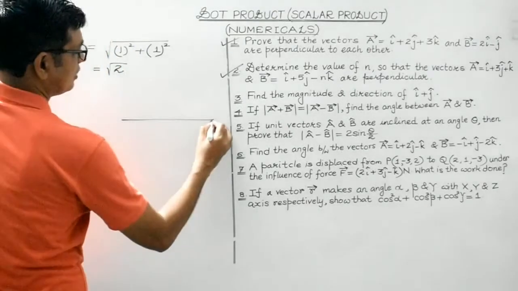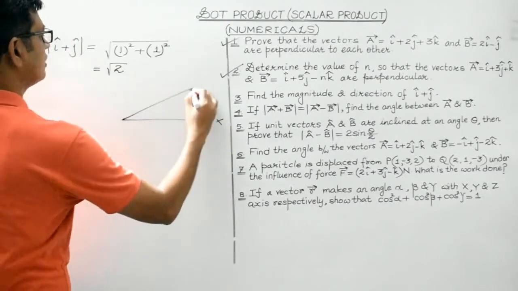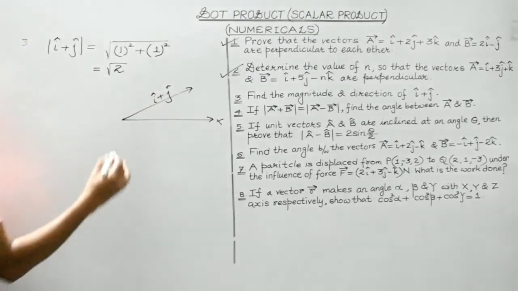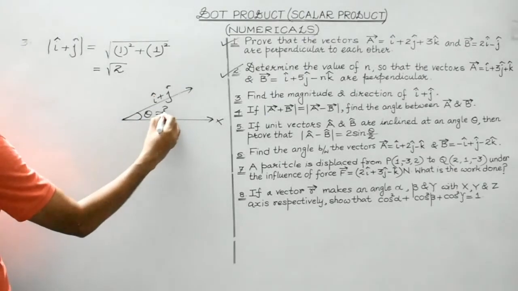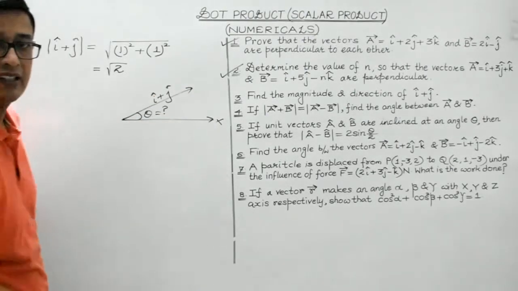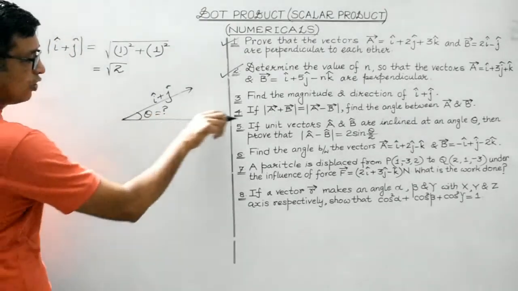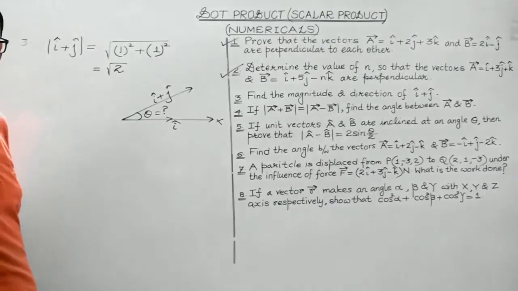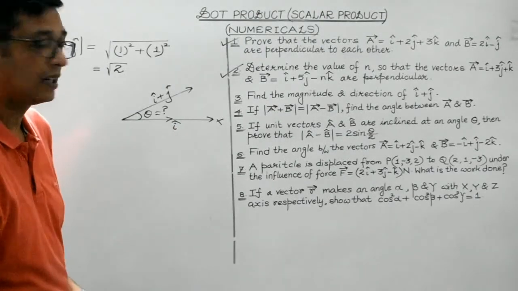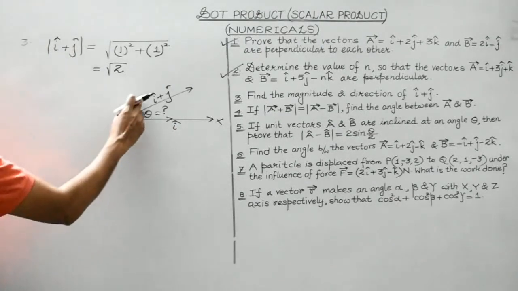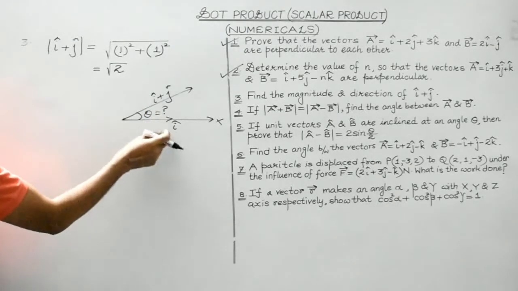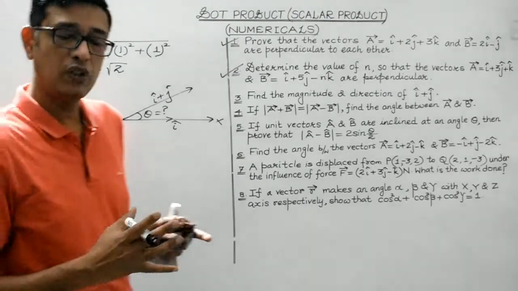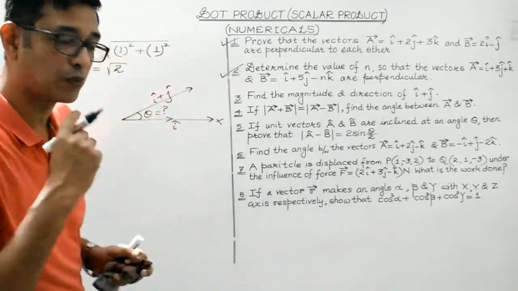Let's draw the diagram. This is, suppose, the x-axis and this is i cap plus j cap. And this angle is to be found, which it makes with, say, the x-axis. Now the direction along the x-axis is represented by i cap. Am I clear, students? It's represented by i cap. So what to do is, let's consider the dot product of these two. In order to find the angle between two given vectors, we make use of the dot product.